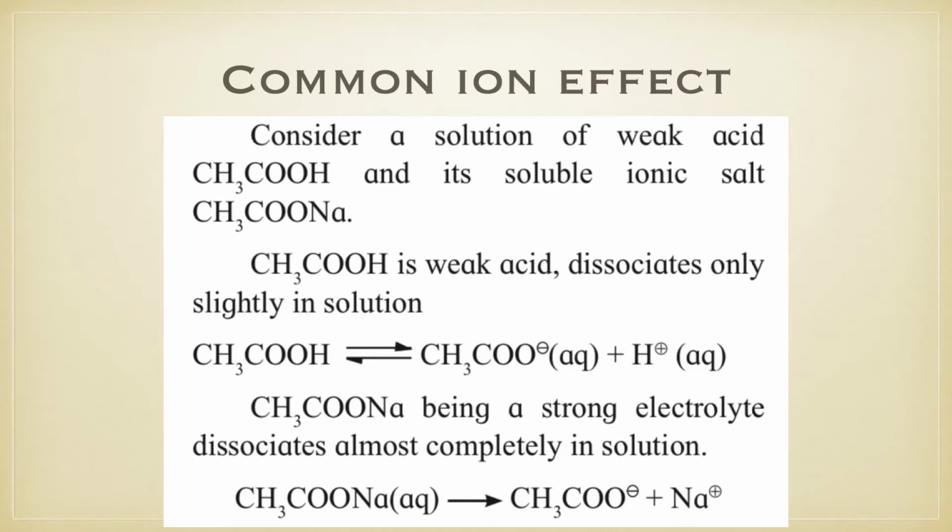In the first reaction, CH3COO minus is created, but the number of ions will be less since it is partially dissociated. In the second reaction, more CH3COO minus is generated since it is a strong electrolyte, therefore all the ions will be in a dissociated form. Now what happens when I add a common ion? The concentration of CH3COO minus in the first reaction increases.